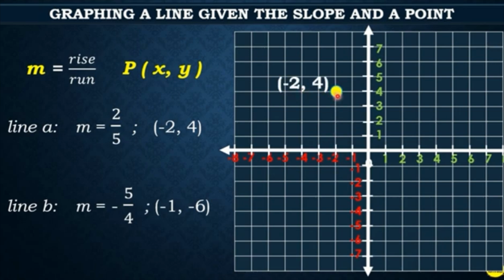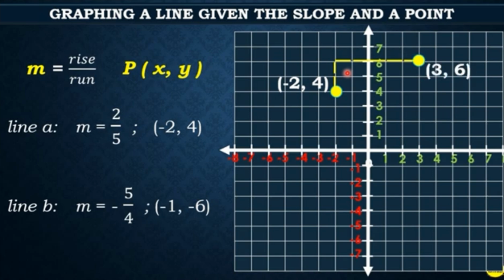Okay, after plotting this point, kagaya nung ginawa natin sa slope intercept, ganun din po. So, ang rise natin ay dalawa. So, move tayo dalawang beses. 1, 2. And then, ang run natin ay 5. So, saan tayo magra-run? Pa-right o pa-left? Okay, so pa-right po. Bakit? Kasi po, ang slope natin ay positive. So, bilang tayo ng 5, papunta sa right. 1, 2, 3, 4, 5. And this is your point. So, this is point 3, 6.